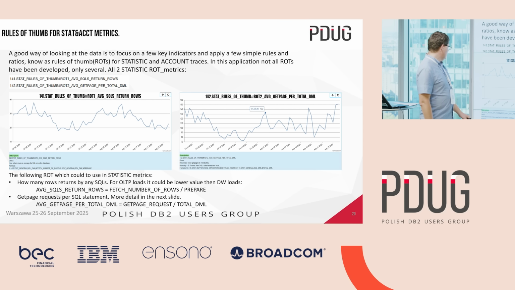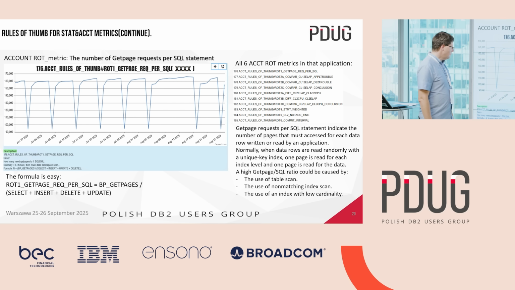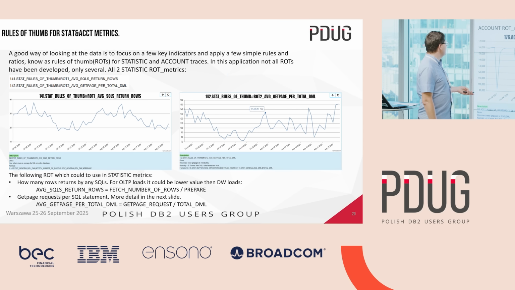The second chart is about get page requests per SQL statement. It has two cases. The formula is easy, but useful, I think. About accounting statistics, in this slide we talk about statistic rules of thumb.